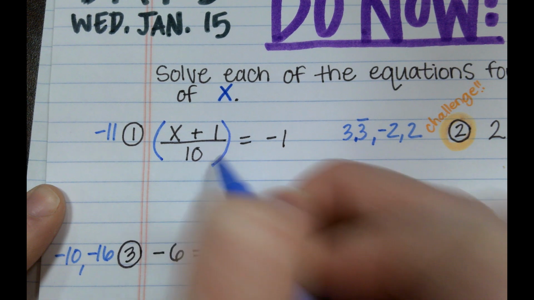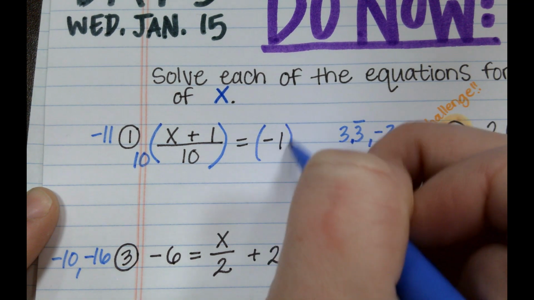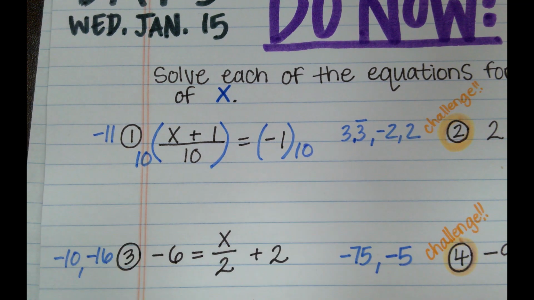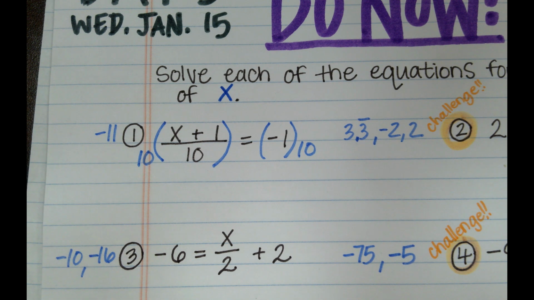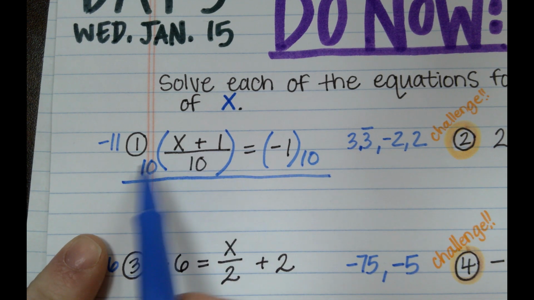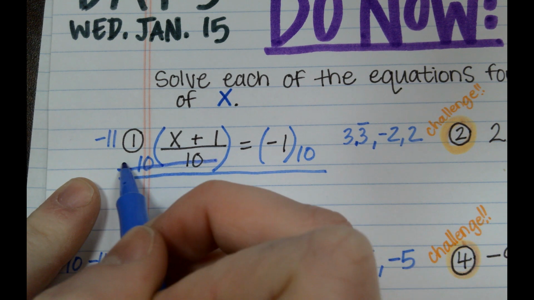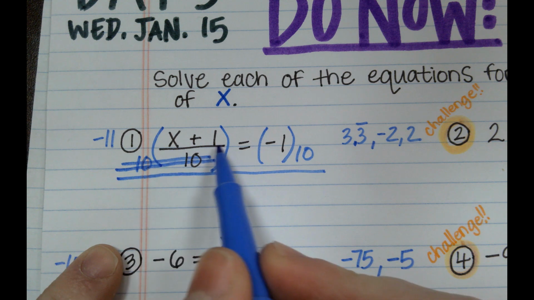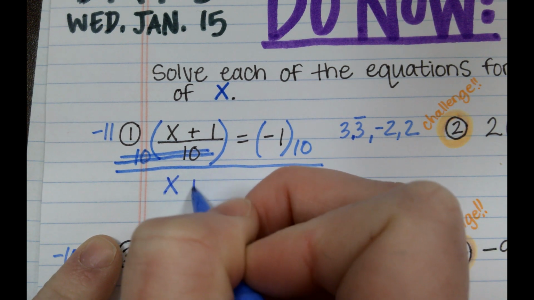So let's multiply this side by 10. And we're going to multiply the other side by 10. And before we go to the next step, is anyone unsure how we knew to multiply by 10? Or do we feel okay about that? So we're multiplying both sides by 10. What happens to this side of the equation? It cancels. My 10s are going to cancel out. And that's going to leave us with just x plus 1. So we'll bring that down. X plus 1.